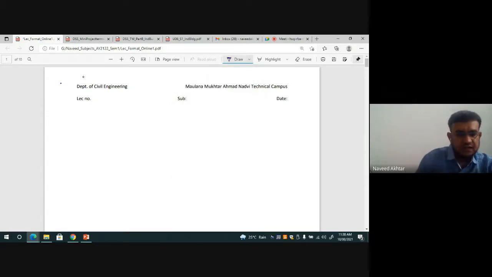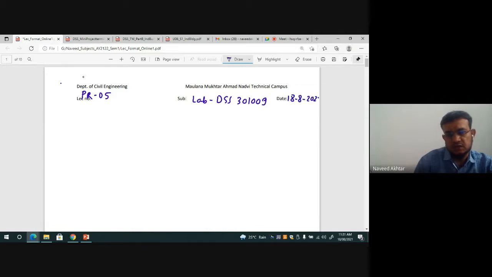This is practical number 5, plan design. Please go to plan areas first. Okay, so we will start with our new project on design of industrial building.